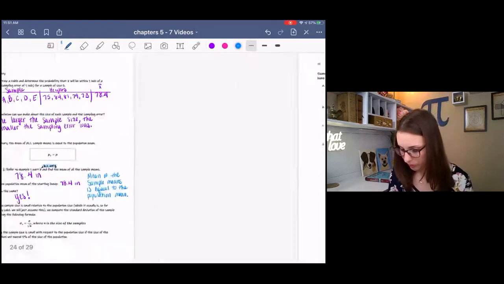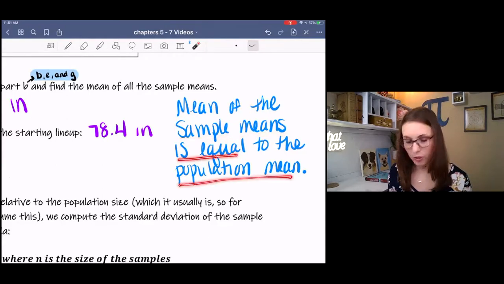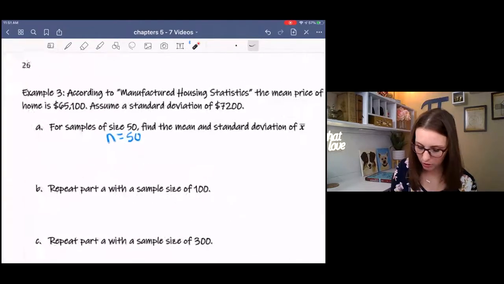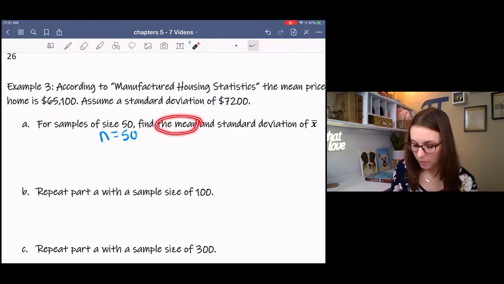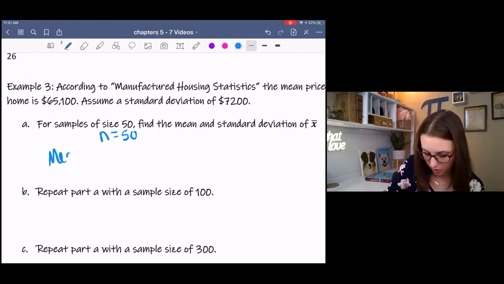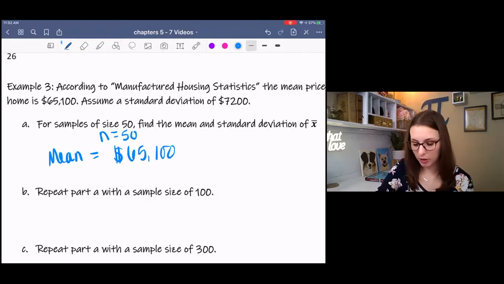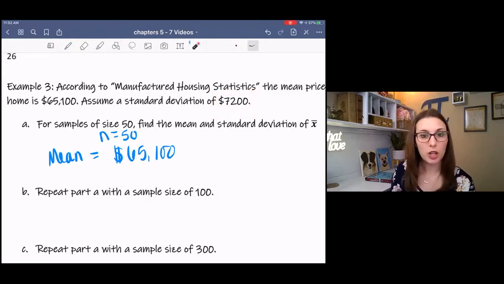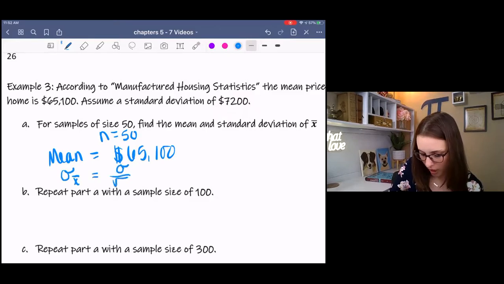It's going to be equal to the population mean. Remember back here, the mean of the sample means is equal to the population mean. So if they tell me here that the population mean is $65,100, then the mean is going to be equal to that. And then the standard deviation of the sample mean, that's going to be where it's different. It's not necessarily going to equal the 7,200. We're going to have to use our formula. The standard deviation of the sample mean is the population standard deviation divided by square root n.